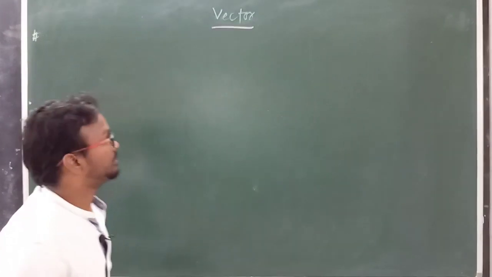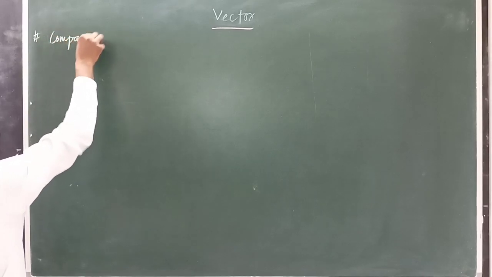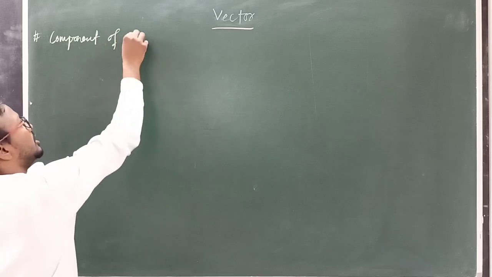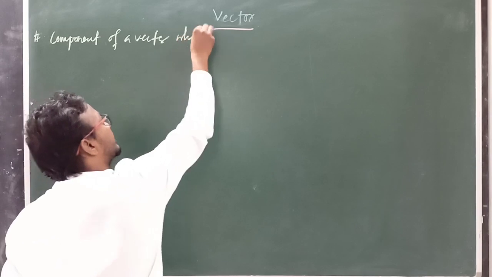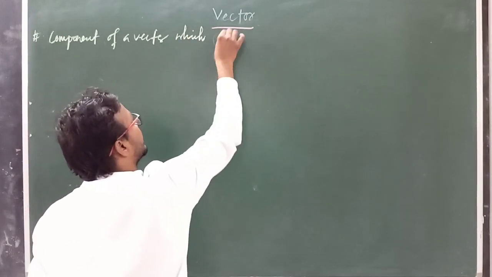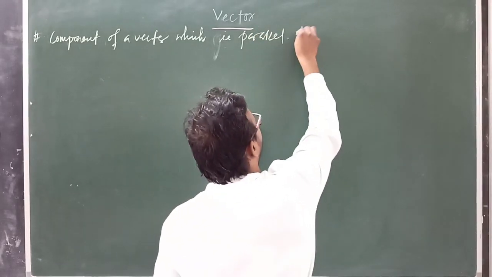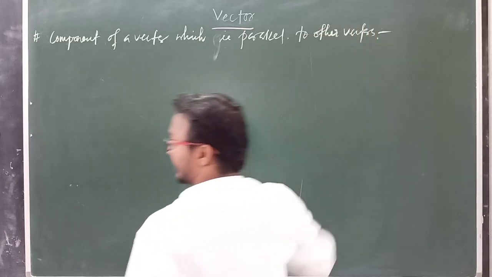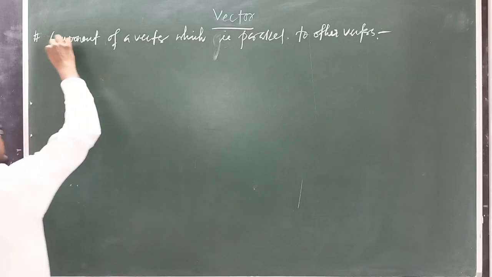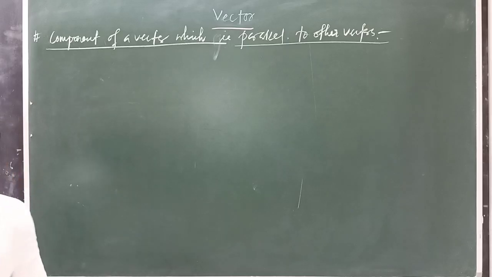So now let's start the next property: component of a vector which is parallel to another vector. Component of a vector which is parallel to other vector. Clear? So in this case you have to see carefully.